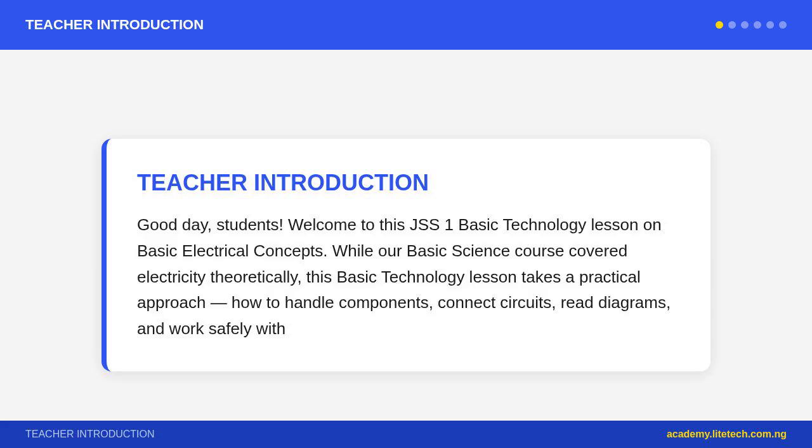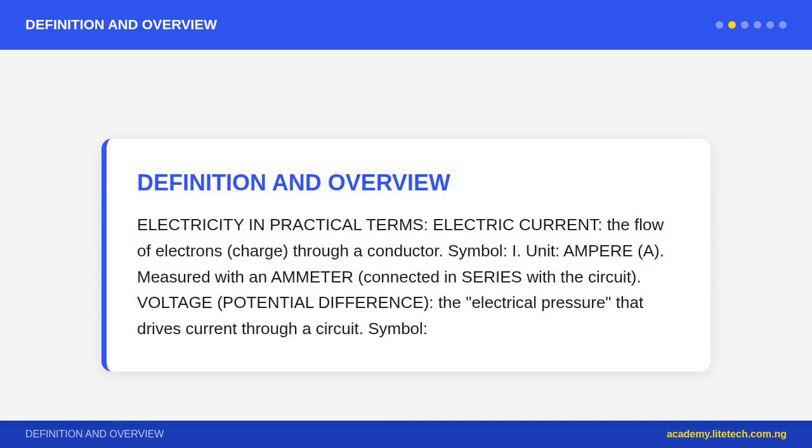Resistance: the opposition to the flow of current. Symbol: R. Unit: ohm, Ω. Measured with an ohmmeter or multimeter. Ohm's law: V equals IR, voltage equals current times resistance. Power: rate of electrical energy transfer. Symbol: P. Unit: watt, W. P equals VI, or P equals V squared over R, or P equals I squared R.